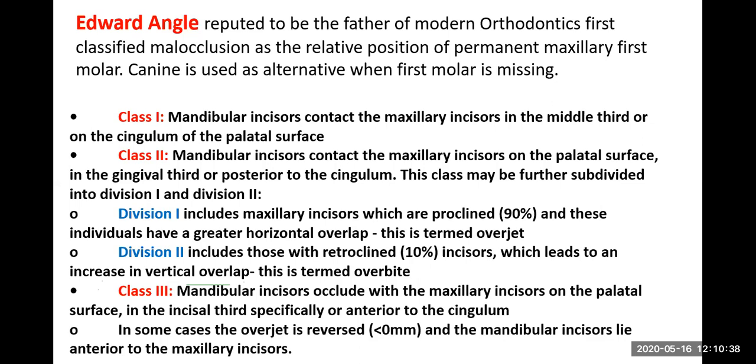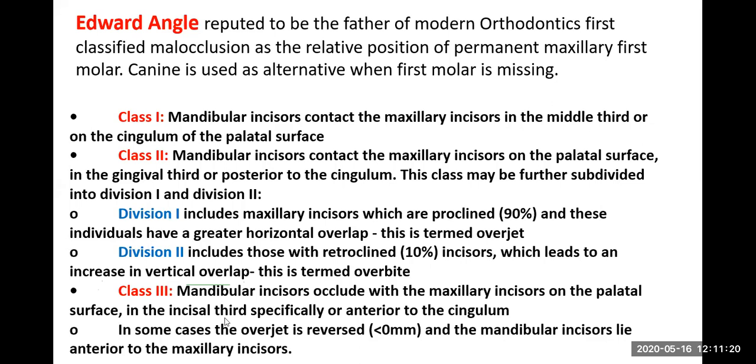I think you need to understand and read this one often. Division one includes maxillary incisors which are proclined. You need just to know this, because there's no way you measure this exactly, but just to know how the different subdivisions of class two of Angle's classification of malocclusion work. Then you take division two, which includes retroclined maxillary incisors, and that leads to a decrease of the overlap. It is rather termed as overbite.